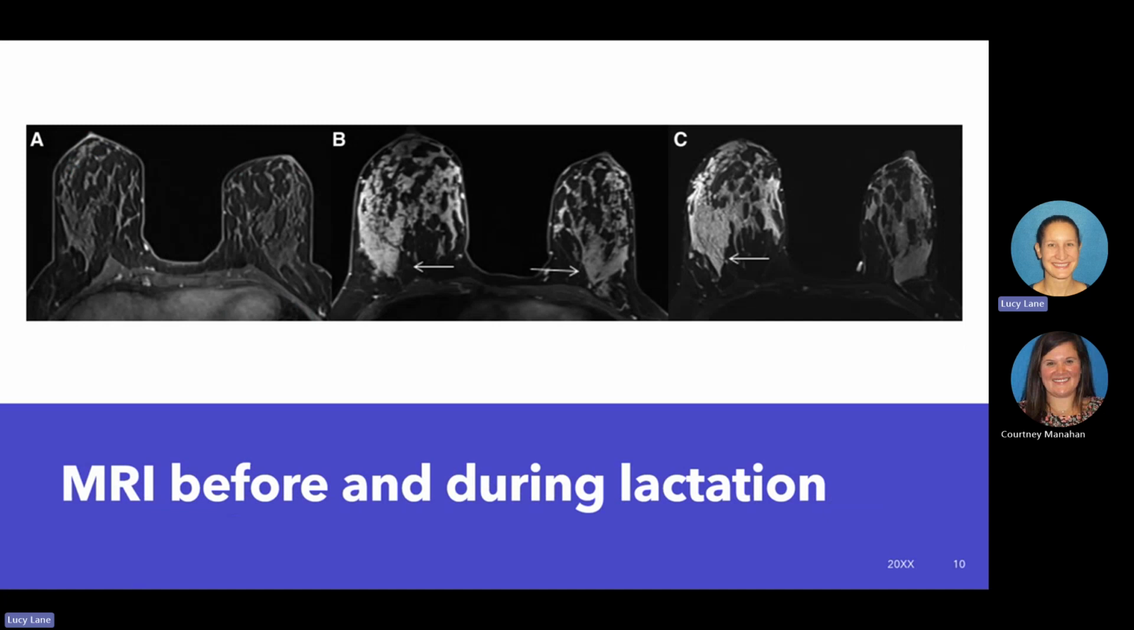This is a fun MRI, which shows an MRI A showing us before the patient had her baby. And you can see this is the background parenchyma, which we talk about. We talk about something called background parenchymal enhancement. So basically, it's not very bright on A. And then you move forward to B and C, and you see how dense all of this tissue is and how bright it is. And that's during lactation. And so that's showing the increased metabolism of the tissue and just the natural changes that happen during lactation.